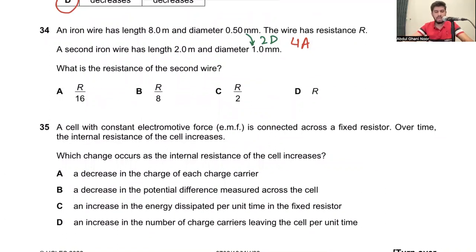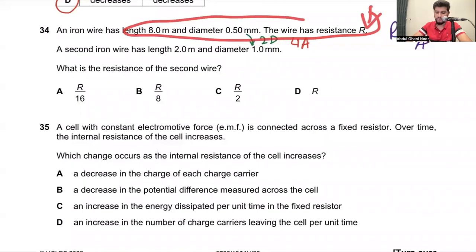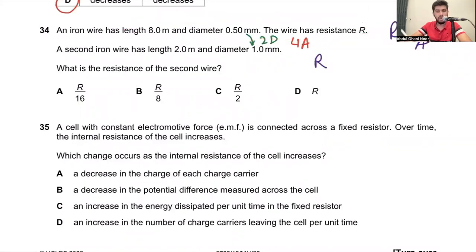Now, you can either use the lengthy approach to this, work everything out, or you can just use R equals rho L upon A. So the resistance of this initial wire was R. So let's say start with R. For the second one, the length is 1/4.